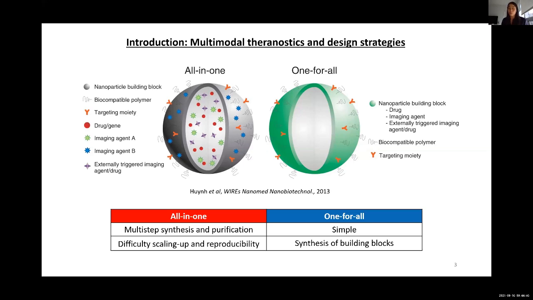In contrast, you have the newer idea of the one-for-all approach, in which you can use the nanoparticle building block also as the drug, the imaging agent, or the trigger agent. This design is pretty simple, partly because the nanoparticle building blocks can then self-assemble into the desired nanoparticles with different functionalities. But one of the main keys with this design is that you have to synthesize the building block that you need for your treatment or imaging.